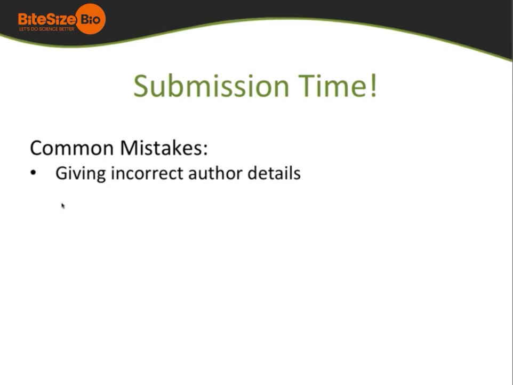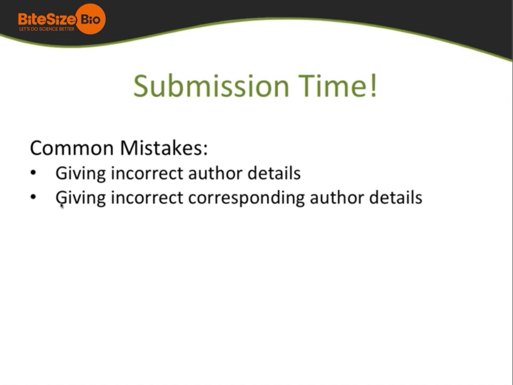Other common mistakes include giving incorrect author details. Many journals will actually email all the authors to let them know that they've had their name submitted on a paper. This just prevents people from adding people fraudulently, for example, a big name to help you try and get your paper published. People will be emailed to let them know this happens. So make sure that all the authors that you have on the paper know that they have their names on the paper and that you give their correct details.